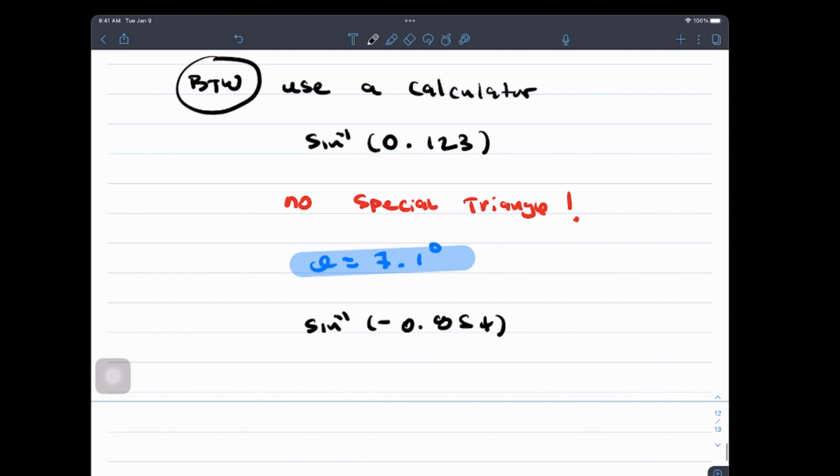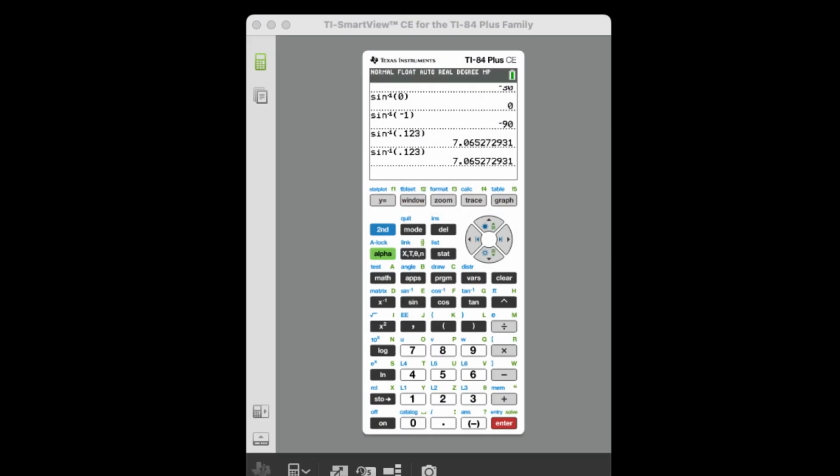0.854? Using the TI now. Second inverse sine negative 0.854. Close that, and what do you get? Notice what you get. You get negative angles. Is that right? So this is going to be, if we go to the nearest tenths, that's negative 58 point what? 0.6 degrees. There it is.